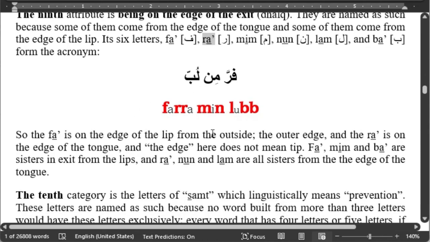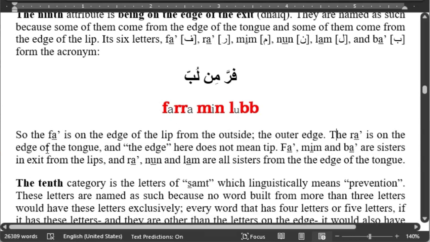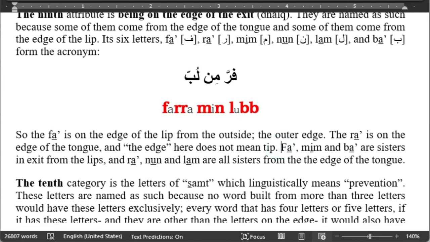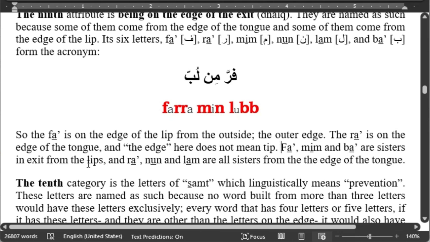So the fa is on the edge of the lip from the outside, the outer edge. The ra is on the edge of the tongue, and the edge here does not mean the tip, not the very tip. Fa, meme, and ba are sisters in exit from the lips, and ra, noon, and lam are all sisters from the edge of the tongue.